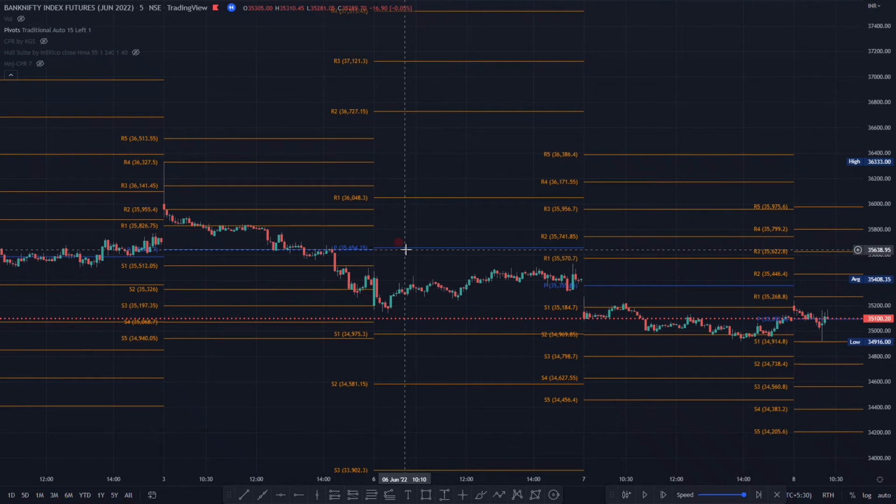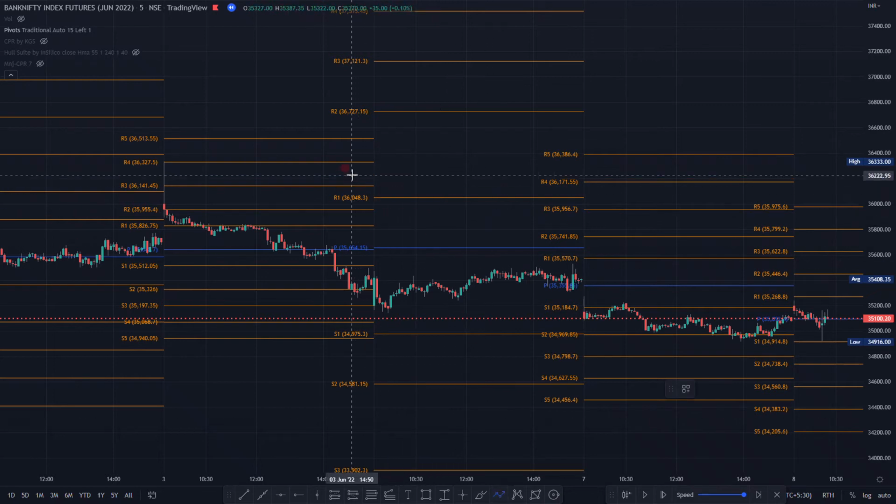to reverse. Of course, it may happen even at S1, S2 and S3, but the central pivot point is more powerful than the other pivot points. This line here acts as both support and resistance. For example, just look at this.